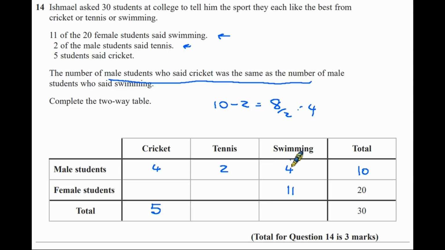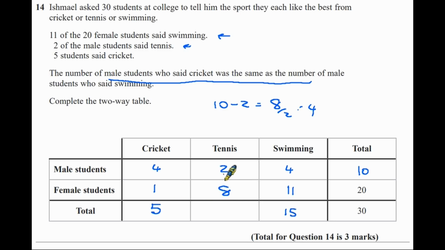Let's look at the swimming column. We have 4 males, 11 females, in total 15. Let's have a look at the cricket. We have 4 males out of a total of 5, therefore just the 1 female. Let's now look along the female students. 20 altogether, minus the 11 who like swimming leaves us 9. Take away the 1 that likes cricket leaves us 8, so the other 8 must like tennis.